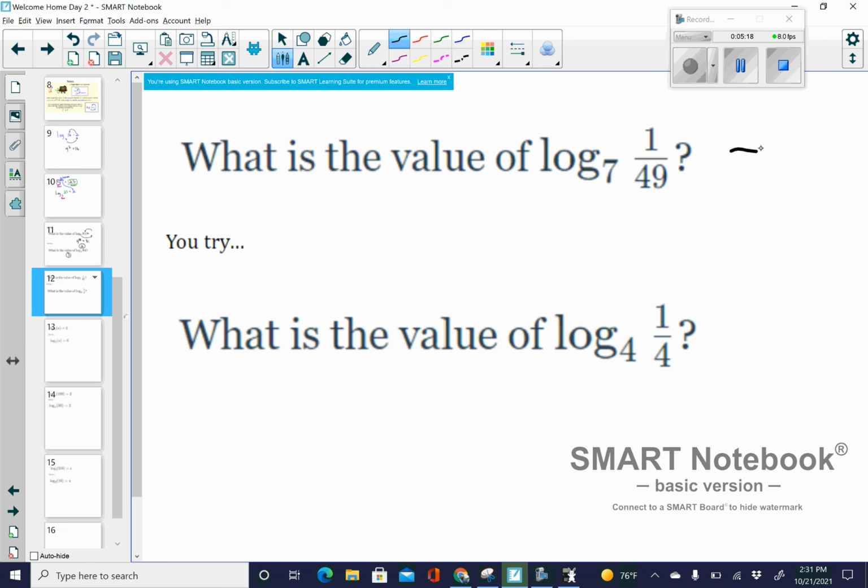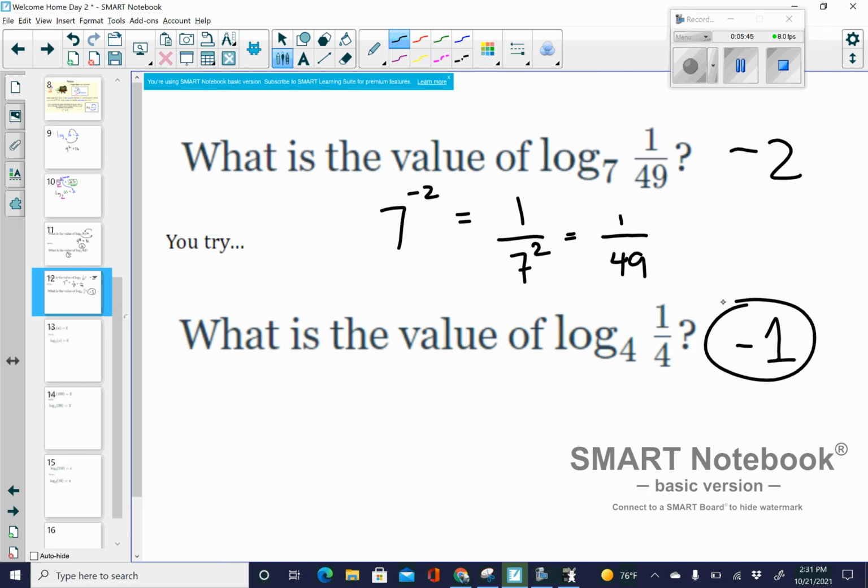So the answer to this is -2, and the reason why is because 7 to the -2nd power is the same thing as 1 over 7 to the 2nd power, is what we talked about last week, and 7 to the 2nd power is equal to 49, and there's a 1 on the top. Okay, I'm going to ask you to try your question. Pause the video here, plug it into the calculator, and check your work.